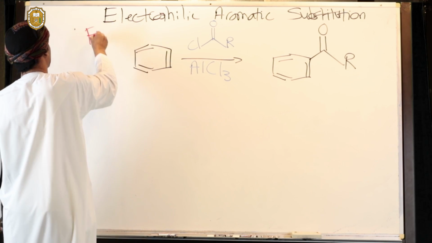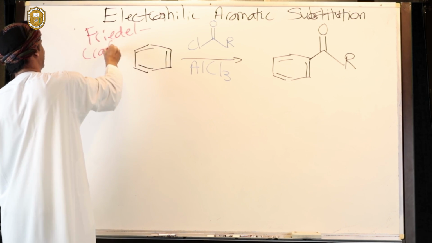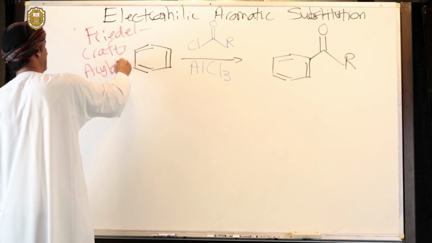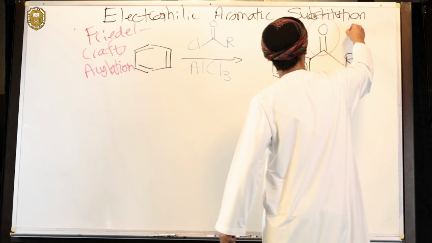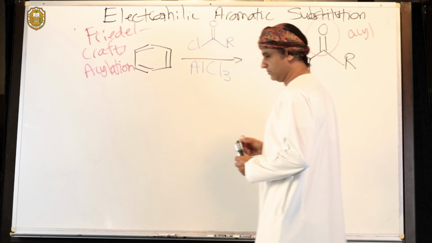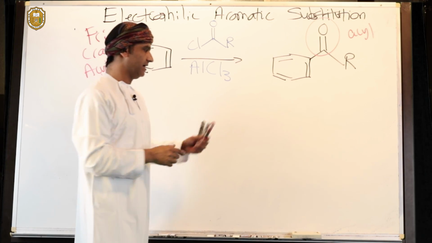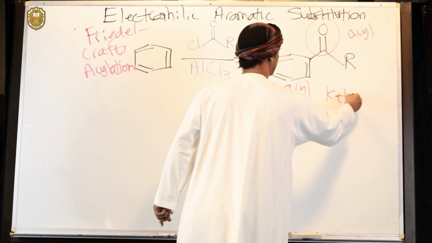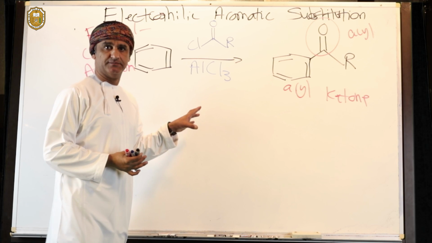It's called Friedel-Crafts acylation. It is acylation because an acyl group, this is an acyl group, gets bonded to benzene. Of course, the product is an aryl ketone. This is an aryl ketone, yeah? It's a phenyl ketone specifically. So how does this happen mechanistically?